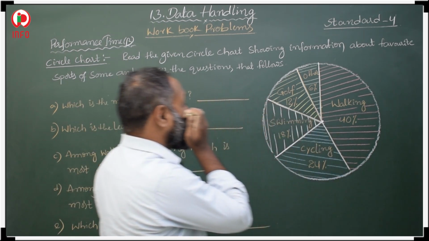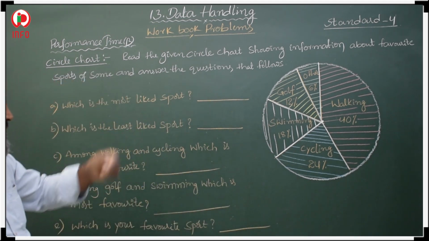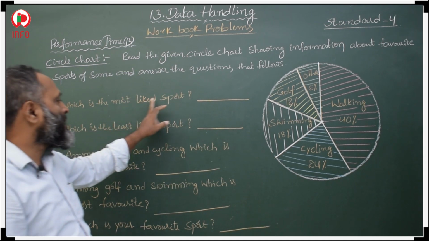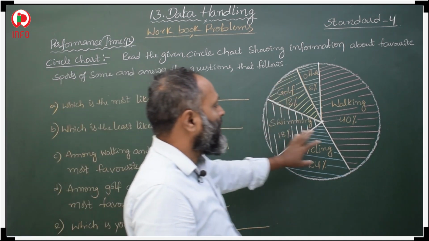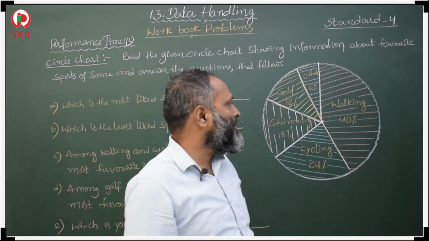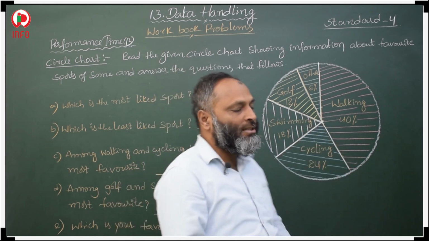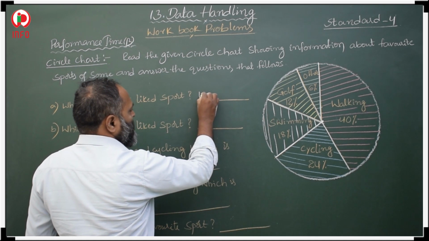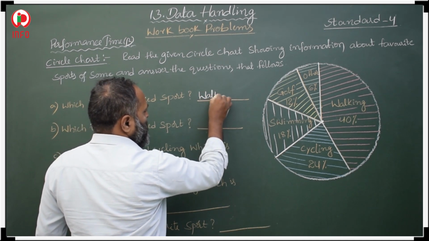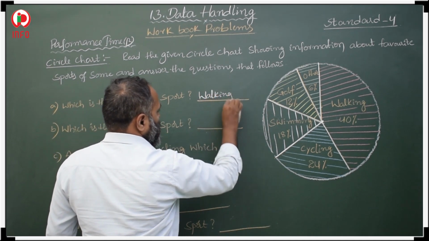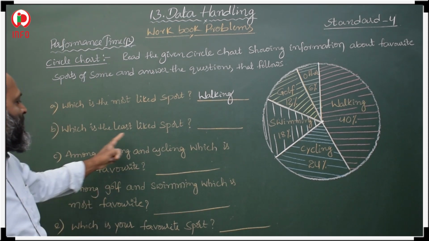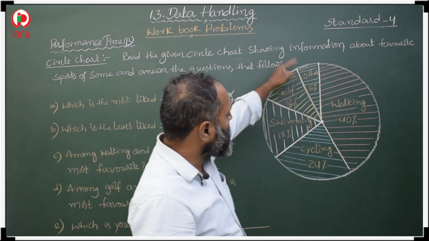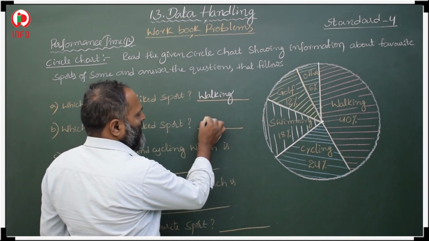Now, on the basis of that information, answer the following. Which is the most liked sport? Walking, that is 40%. That is the most liked. Next, which is the least liked sport? That is others. Others is 6%.